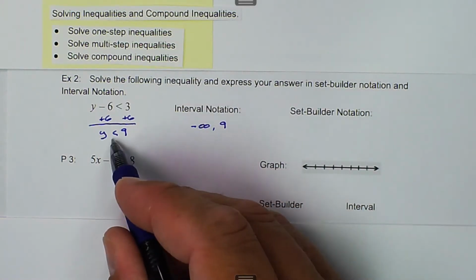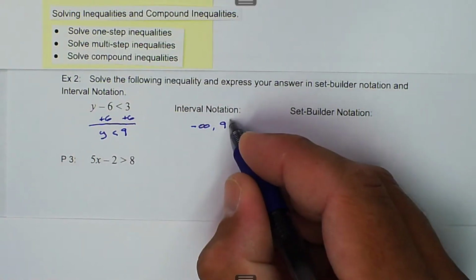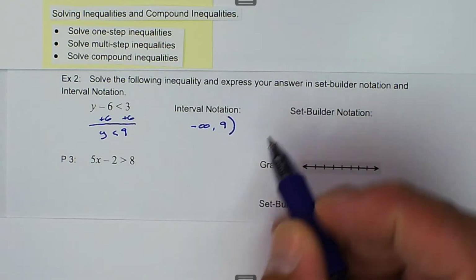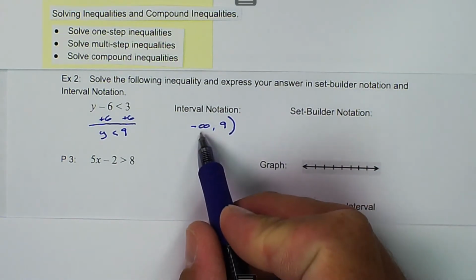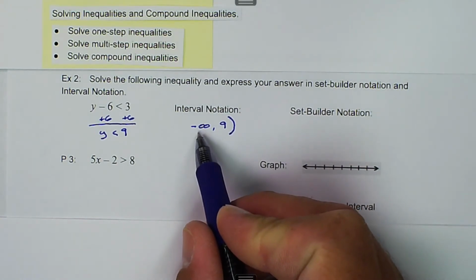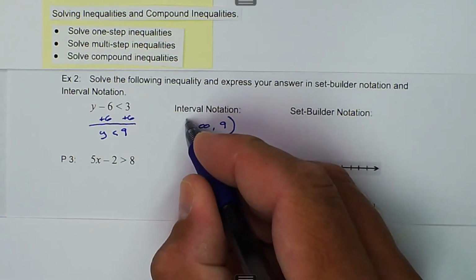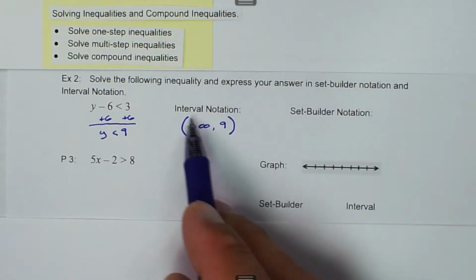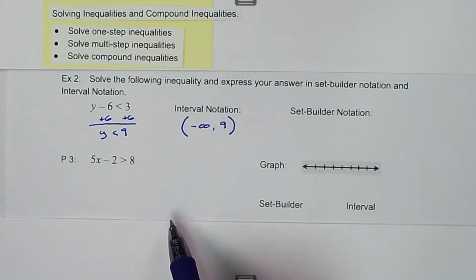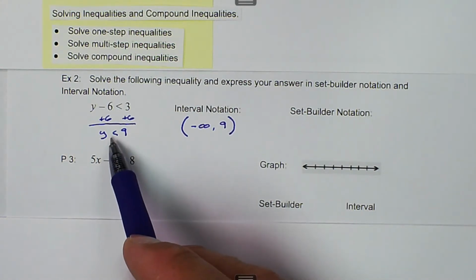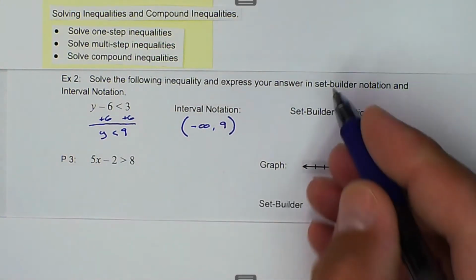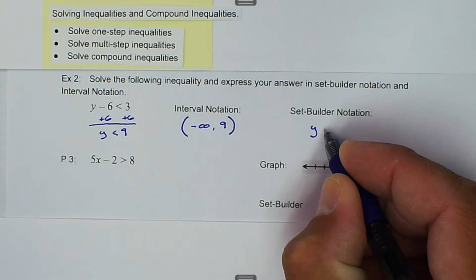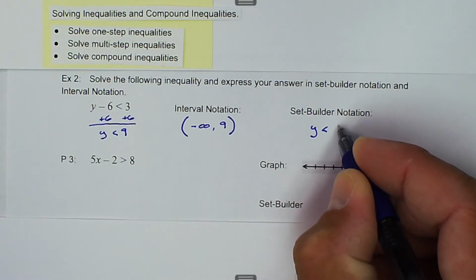Is 9 included? This is not an equal sign, so we are going to use a parenthesis. And whenever we have either negative infinity or positive infinity, we will always use a parenthesis. So that's the interval notation. And then if we're going to do set builder notation, it's actually written right here. Y is less than 9.